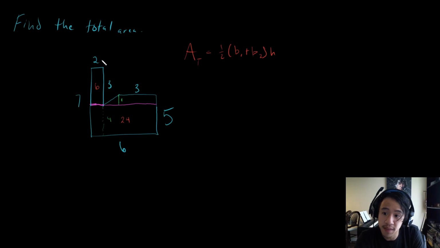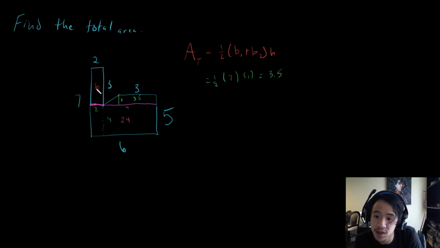So if this is 2 and this whole thing is 6, that means this has to be 4. So we got base 1 is 4, base 2 is 3. So that's 1/2 times 7, where we add the bases together. And then the height is 1. So we're left with 3.5. So this is going to be 3.5.